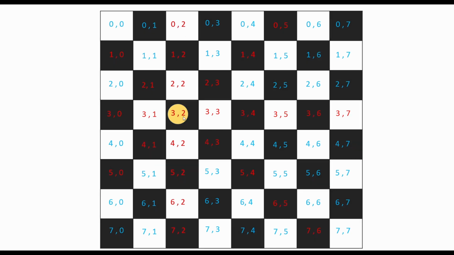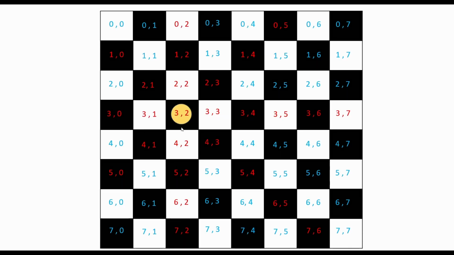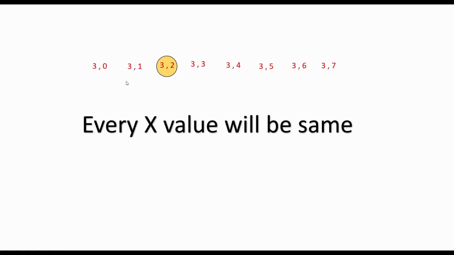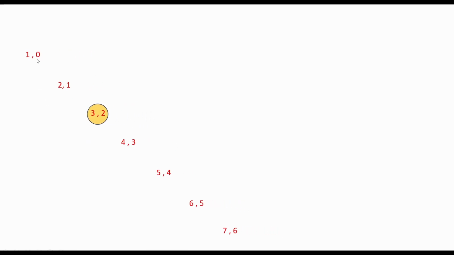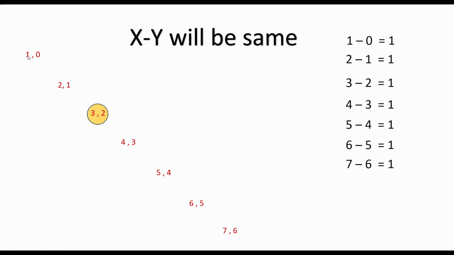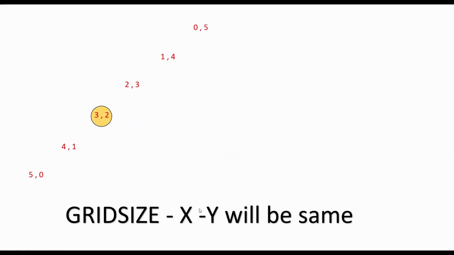How to identify these coordinates? Queen can attack boxes in same column. Every y value of same column will be same. Queen can attack boxes in same row. Every x value of same row will be same. Queen can attack diagonal boxes. For first diagonal, every box's x minus y will be same. For second diagonal, grid size minus x minus y will be same.